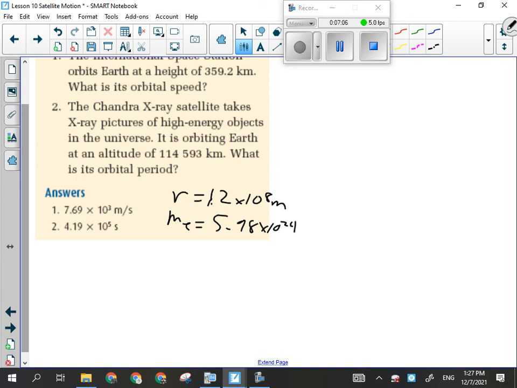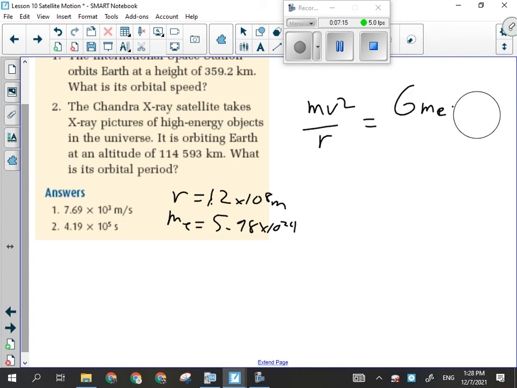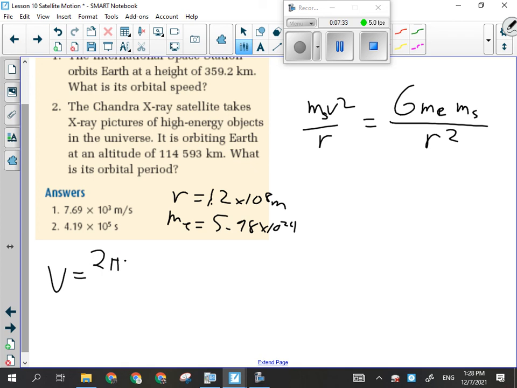Okay, all right, so we've got mv squared over r equals big G times mass of the Earth times the mass of the satellite. The mass of the satellite also goes over here, and that's over r squared. Now, I don't have v. Being asked to calculate orbital period, I have r. So this is where I've got to substitute that in for v.